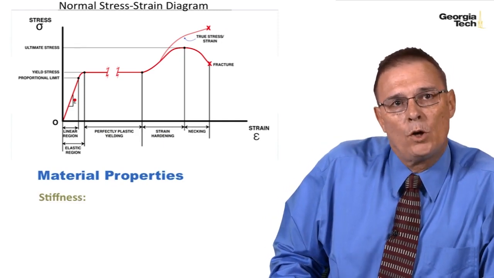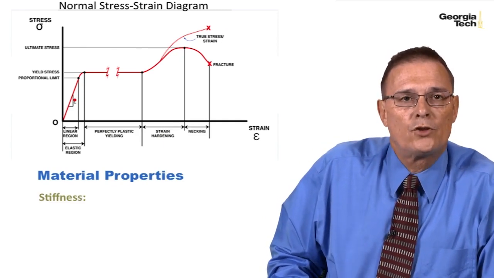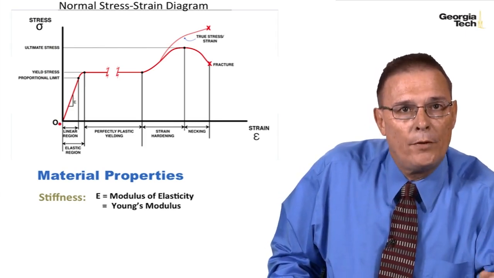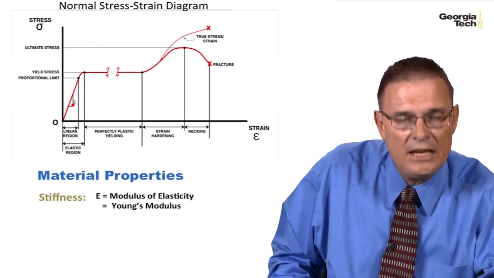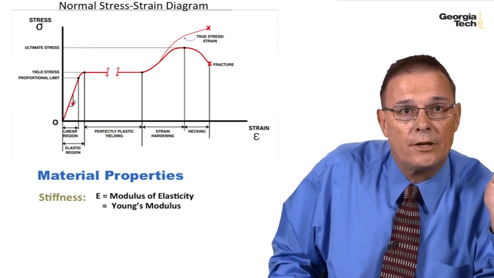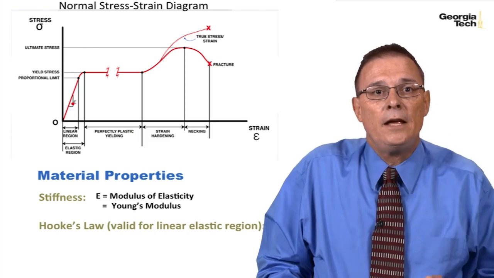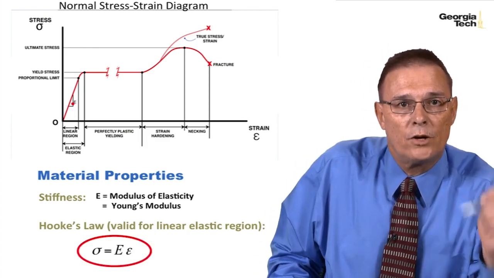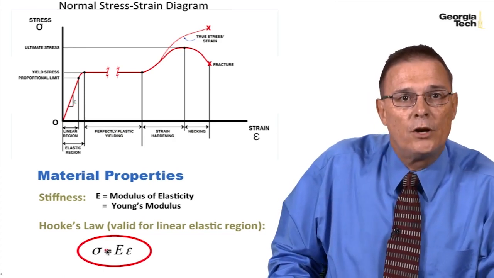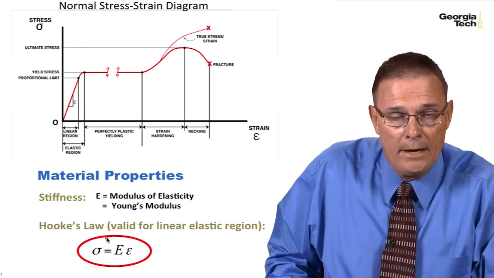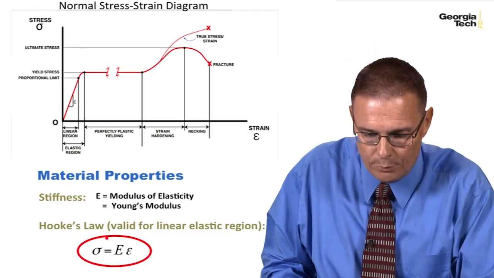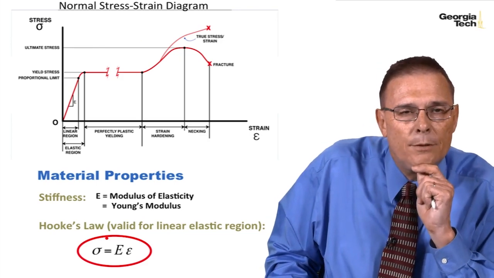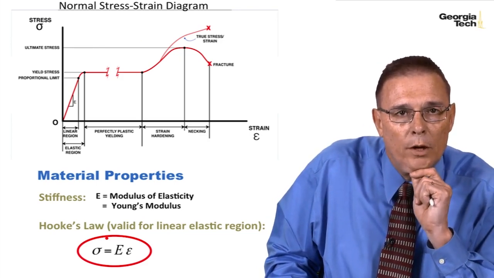The first property we're going to look at is what we'll call stiffness, and that's in this linear elastic region. We said that the slope of the line in this linear elastic region was E, or what we call Young's modulus, or modulus of elasticity, and it is used in what's called Hooke's Law, which is valid for the linear elastic region, where the stress is equal to Young's modulus times the strain. Hooke's Law was named after British physicist Robert Hooke, but the concept was believed to be developed first by Leonhard Euler.